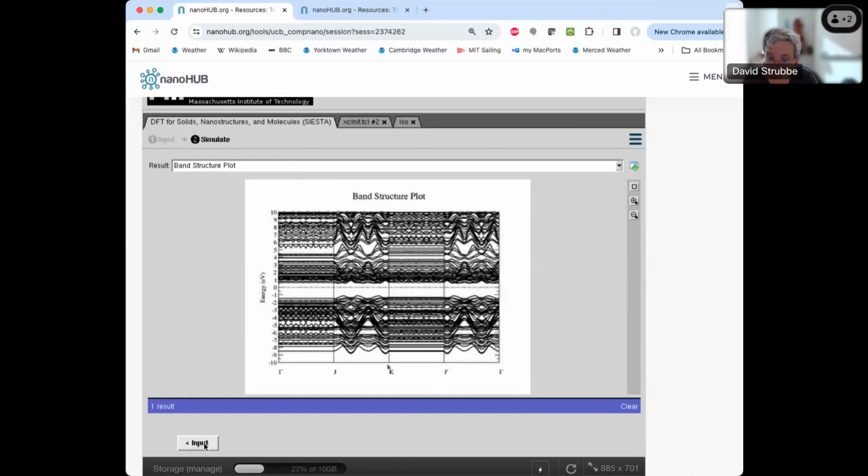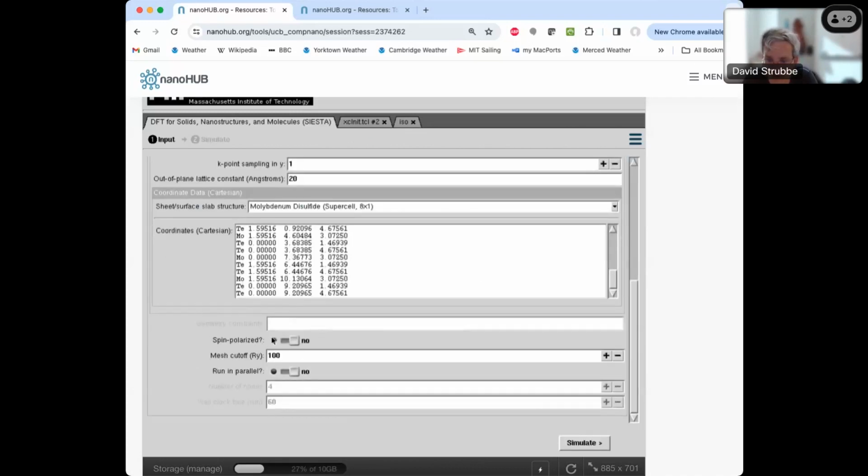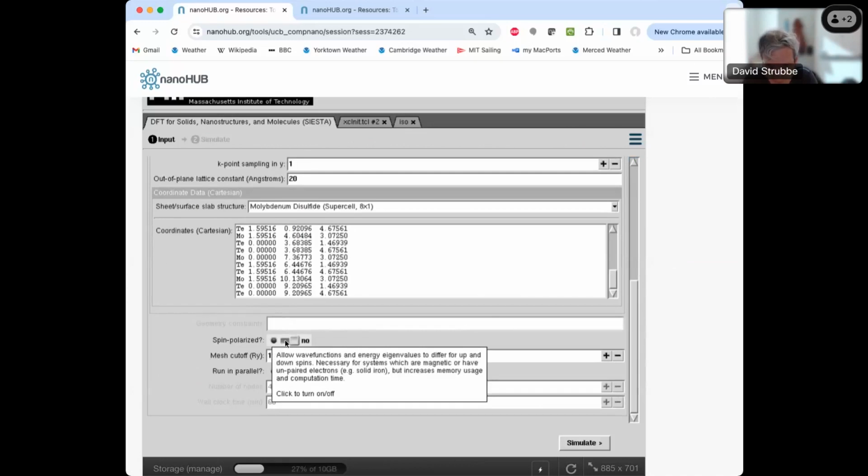Can we study magnetic systems? Yes, absolutely. So if we go back to the input panel here, right, there's a spin polarized option here.